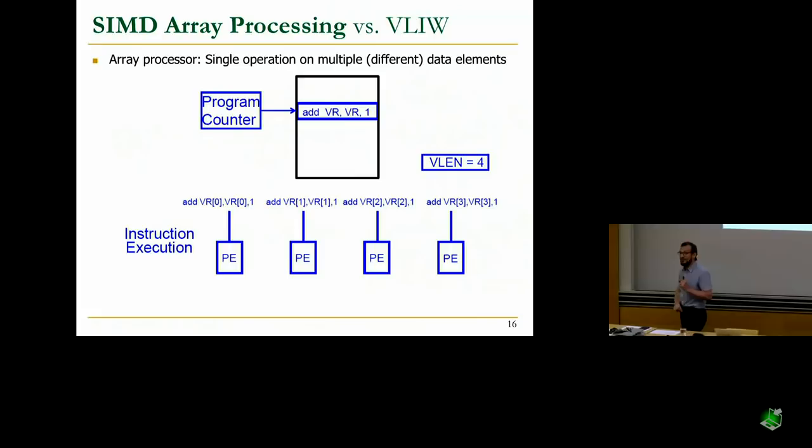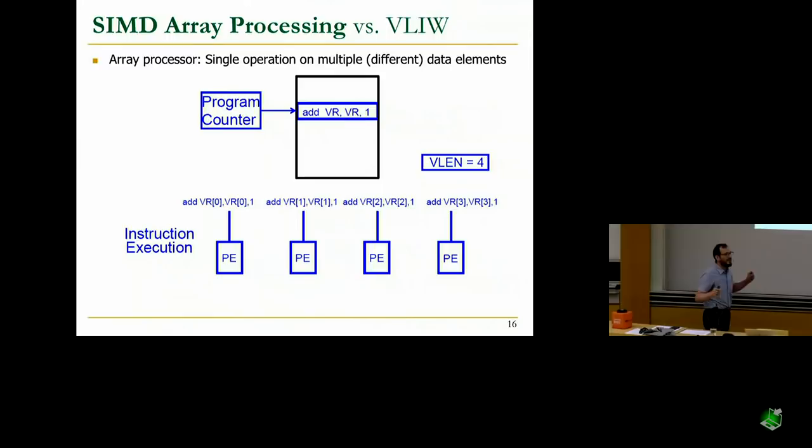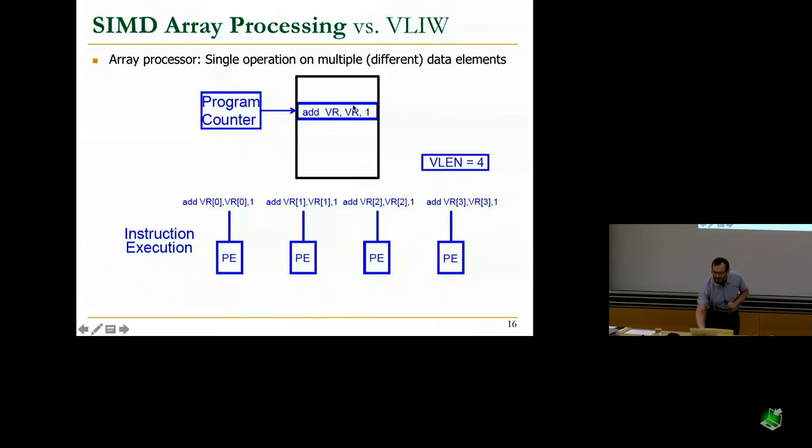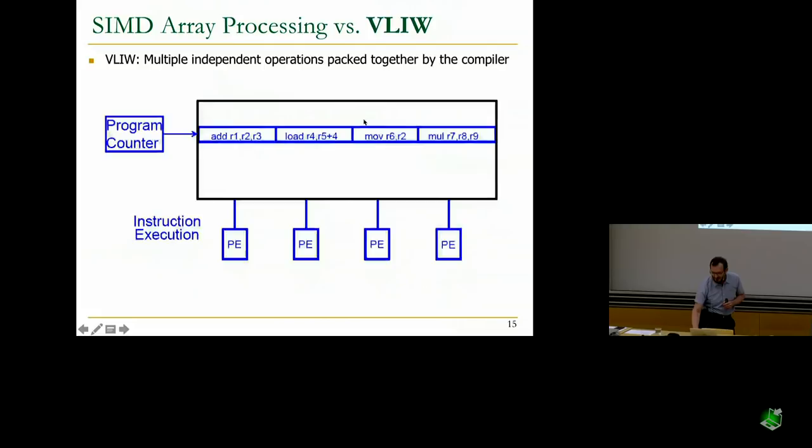Basically, you're encoding an operation. A single operation is operating on multiple different data elements. It's a similar kind of parallelism, but it's very regular, right? This operation gets expanded to adds of different pairs of elements, element zero, element one, element two, element three over here, right? That's the idea over here. This is a vector increment, if you will. You're incrementing by one. So that's the contrast.